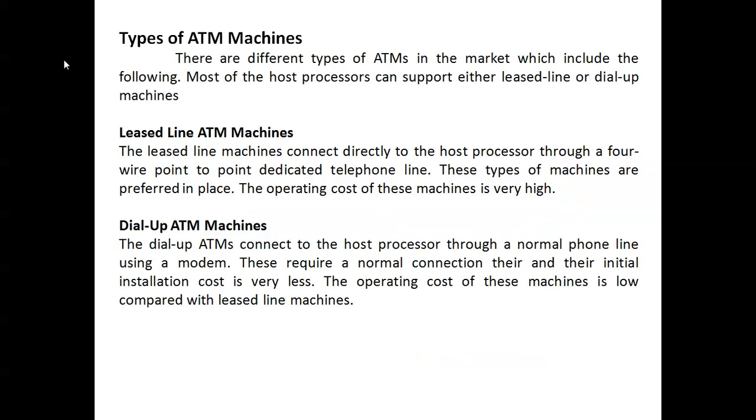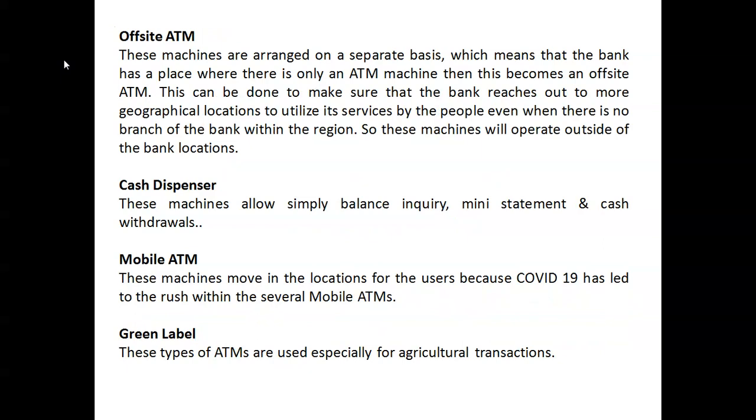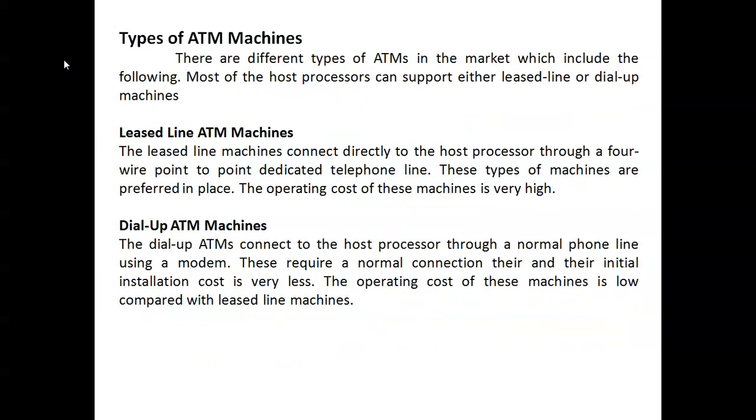The types of ATM machines we already discussed: lease line ATM machine, dial-up ATM machine, white label ATM machine, brown label ATM machine, on-site ATM machine, off-site ATM machine. What is a lease line ATM machine? This ATM machine is connected directly to the processor, through a four-wire point-to-point dedicated telephone line. So this is the lease line ATM machine.